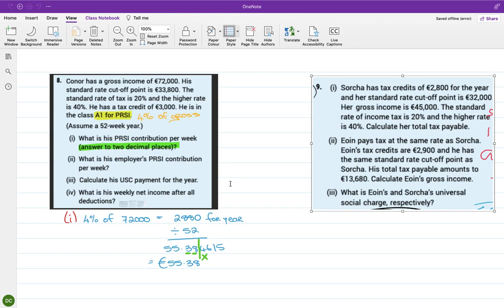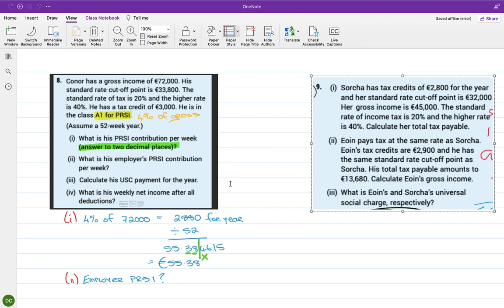Yeah, what is his employer's PRSI contribution? That had to be on the page too. I don't know what percentage employer PRSI is. So you're not expected to know any of this. It'll be written there. Employer PRSI, it'll be something like 8% of gross or something like that, and you simply just do it. It's a really simple calculation.